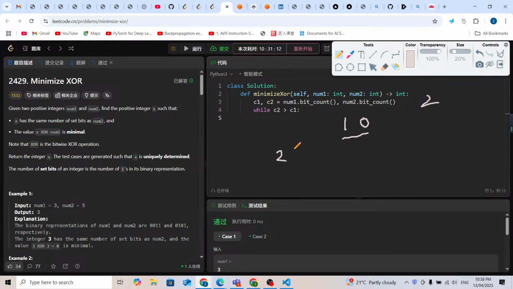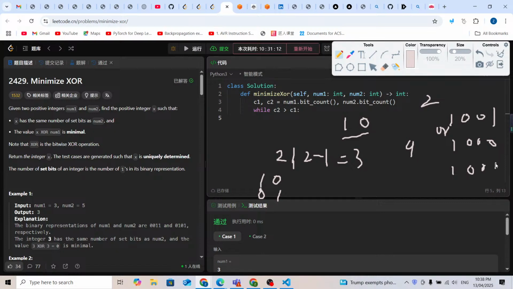So it's going to be 2 or 2 minus 1. So it's going to be 3. Because for 2, this is 1 0, and 2 minus 1 is 0 1. So by OR operation, it's going to be 3. And similarly, for 9, so we have a number 9, it's going to be 1 0 0 1. For number 8, it's going to be 1 0 0 0. And then we use the OR operation. So if we use the OR operation, it's going to be 1 0 0 1.